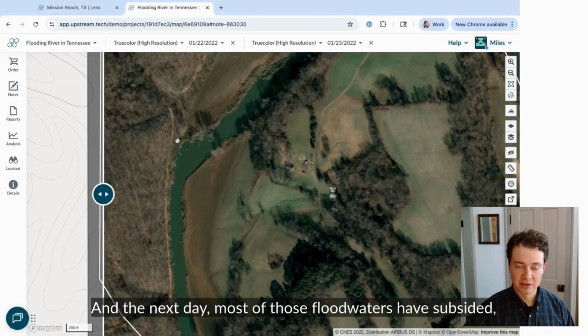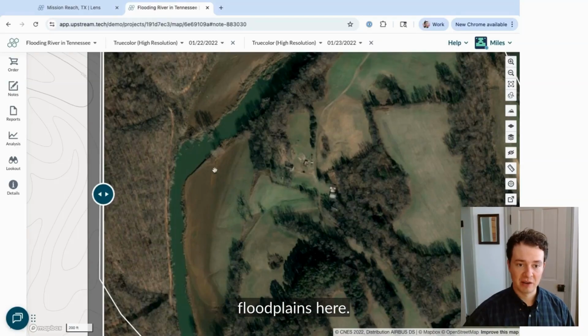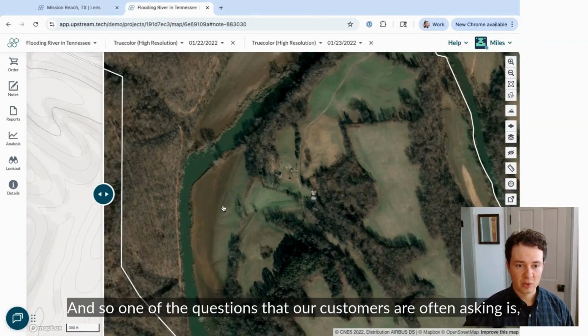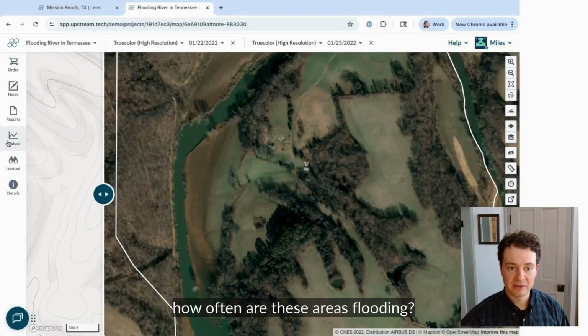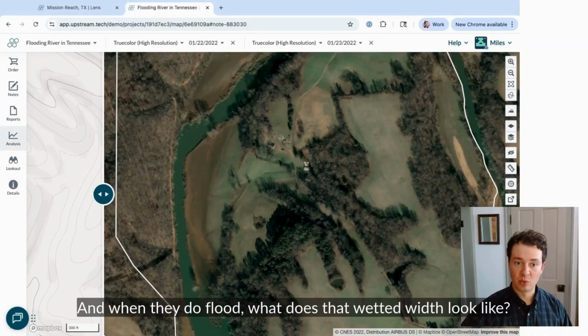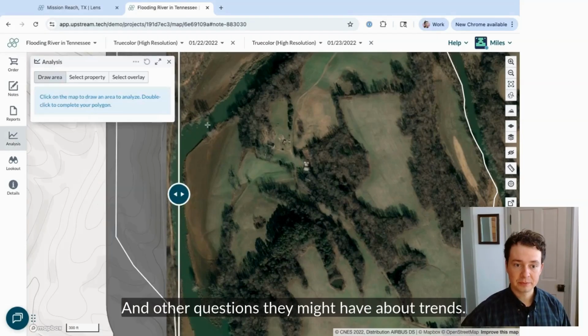And the next day, most of those floodwaters have subsided, but they've left behind quite a bit of mud on those floodplains here. And so one of the questions that our customers are often asking is, how often are these areas flooding? And when they do flood, what does a wetted width look like? And other questions they might have about trends.